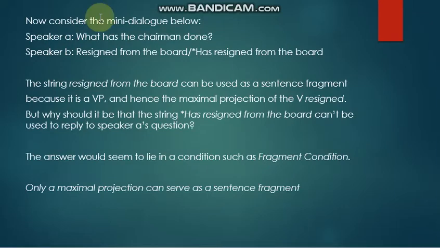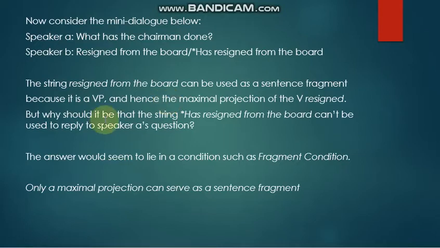Now consider the mini dialogue below. So we have speaker A: What has the chairman done? Speaker B: Resigned from the board. As you can see, the string resigned from the board can be used as a sentence fragment because it is a verb phrase, and hence the maximal projection of the verb resign.